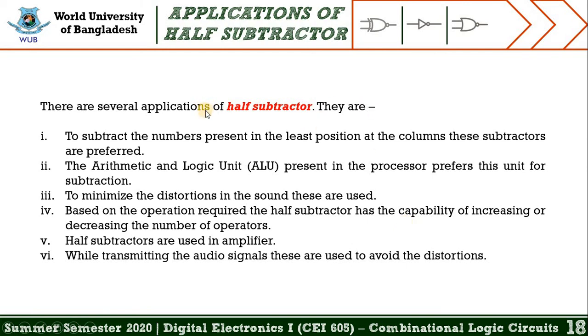Now it's time to learn some applications of the half subtractor. First, to subtract the numbers present in the least significant position of the columns, these subtractors are preferred. Next, the arithmetic logic unit present in the processor prefers this unit for subtraction. Next, to minimize the distortions in the sound, these are used. Fourth, based on the operation required, the half subtractor has the capability of increasing or decreasing the number of operators. Fifth, half subtractors are used in amplifiers. Sixth, while transmitting audio signals, these are used to avoid distortions.